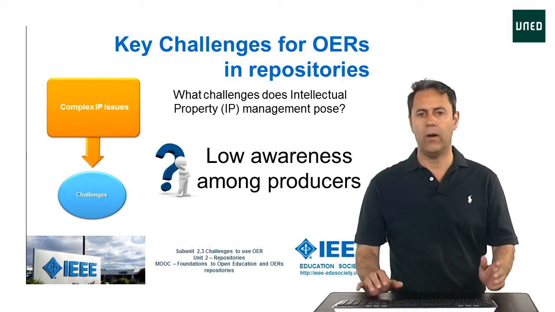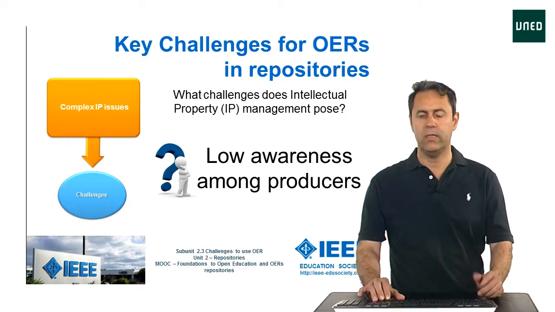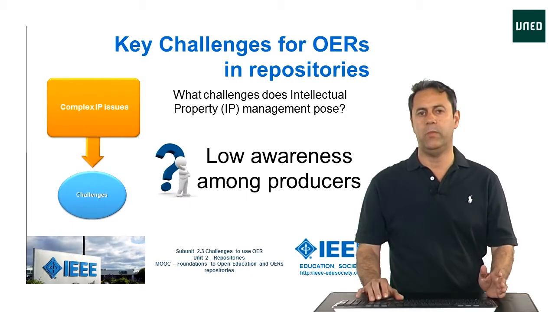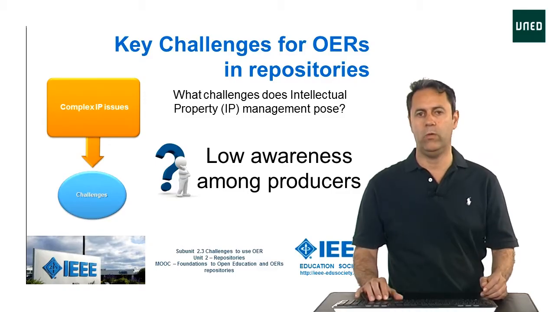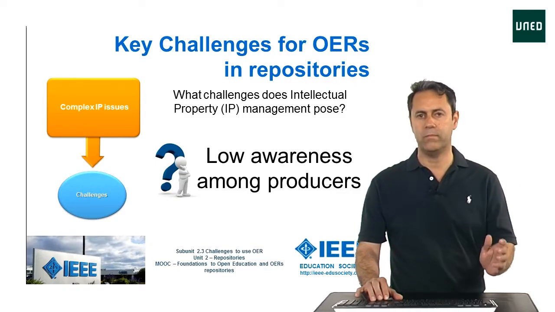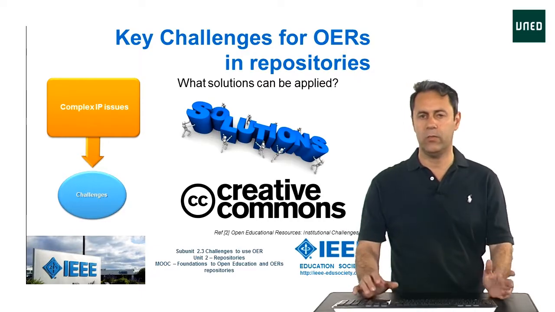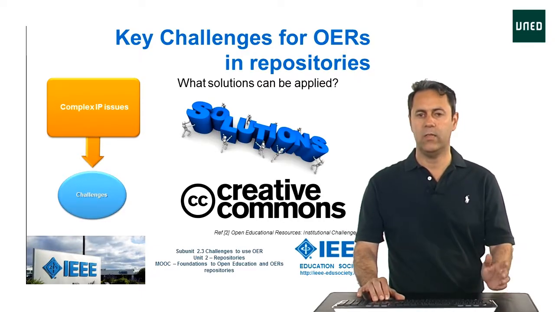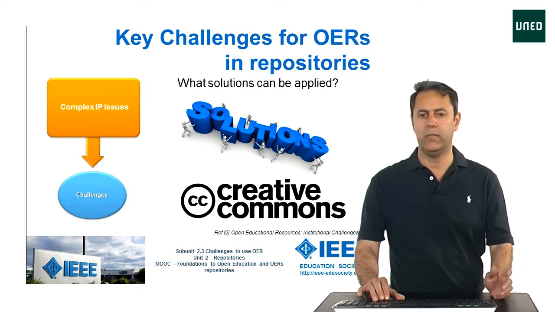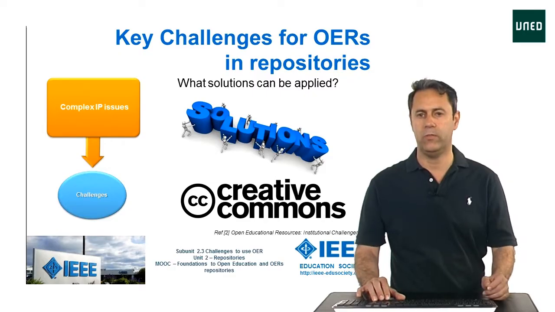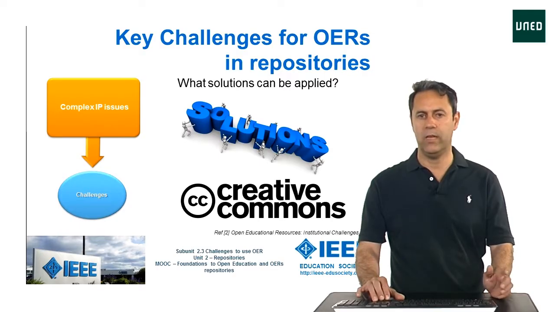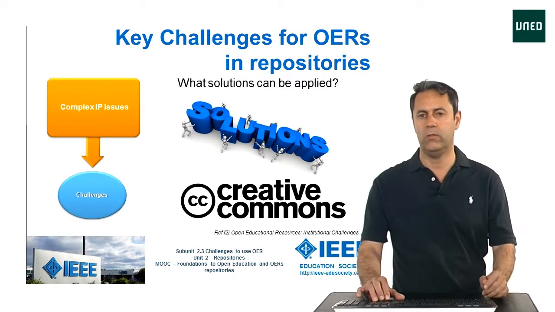Next, low awareness among producers. It is well known in academia that faculty members are proud to share their work, but at the same time, they have concern about losing the property of their works. So let's look for some solution for this challenge. A good starting point could be Creative Commons. This kind of license is appropriate for open educational resources. Indeed, they promote one division named Learning Commons focused on education.